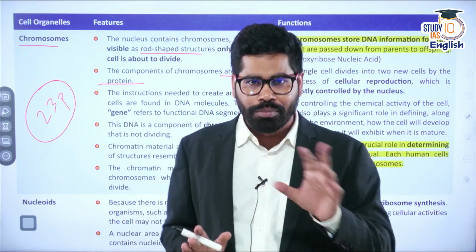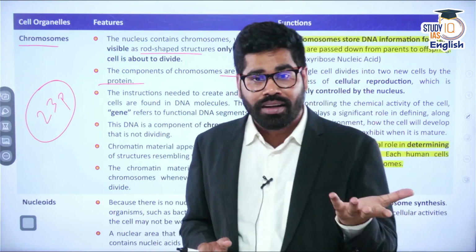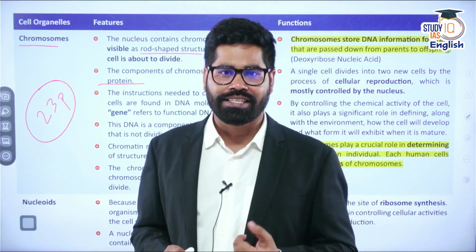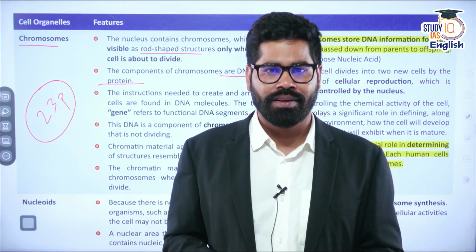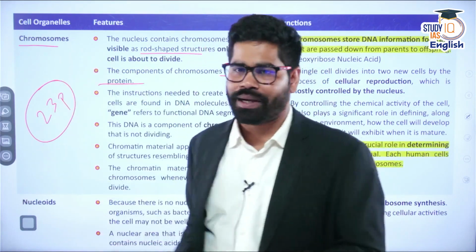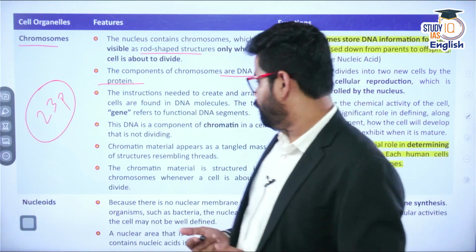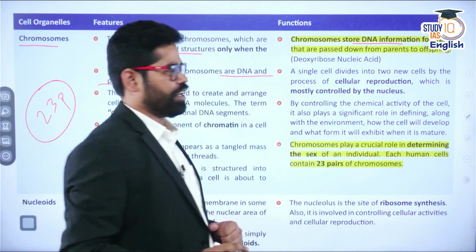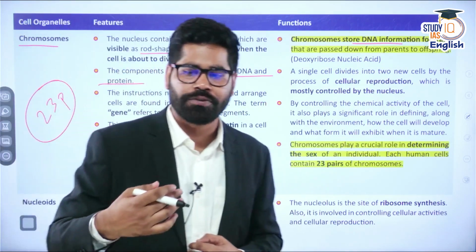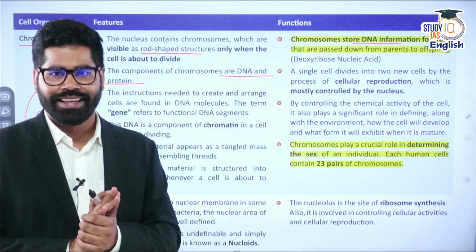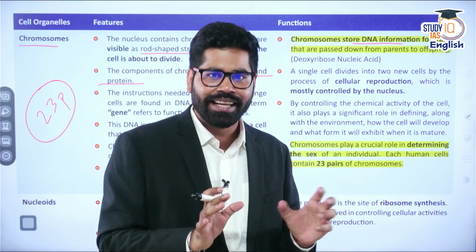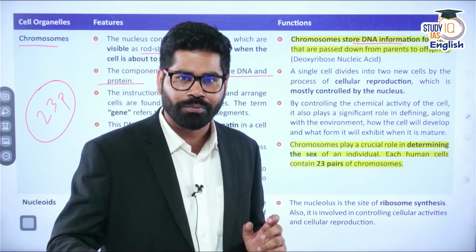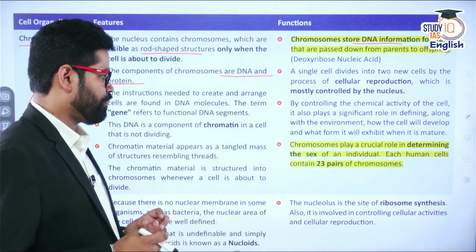So chromosomes are responsible for the appearance of any organism, the traits of any organism, the adaptation of any organism. All these characteristics are decided by the chromosomes. They contain the DNA information, and it is transferred from the parents to the offspring. So it consists of that DNA, that genetic material, and through reproduction it is transferred from one generation to another generation.